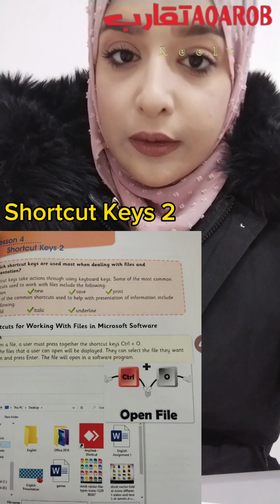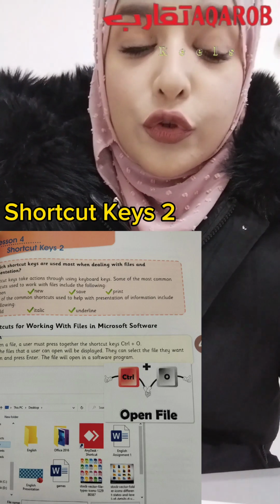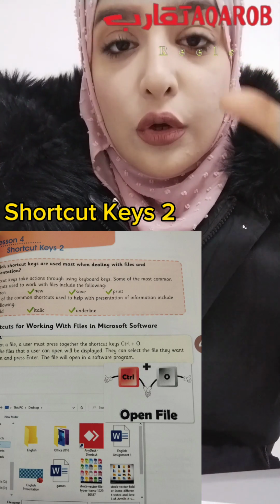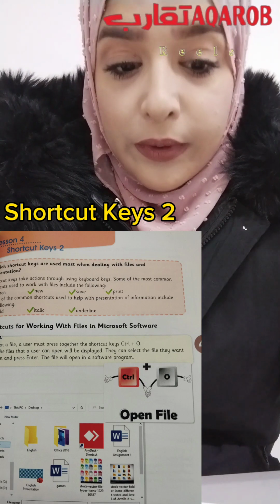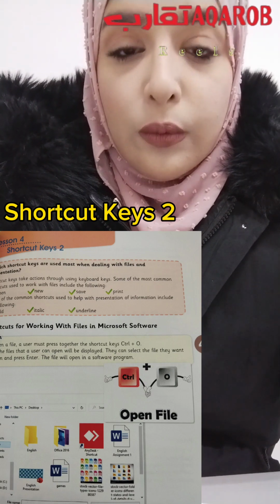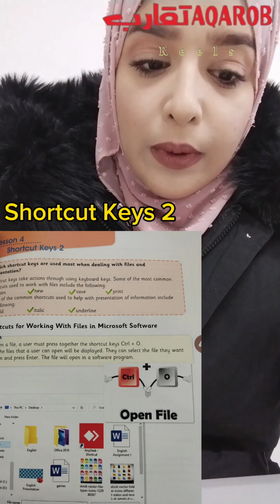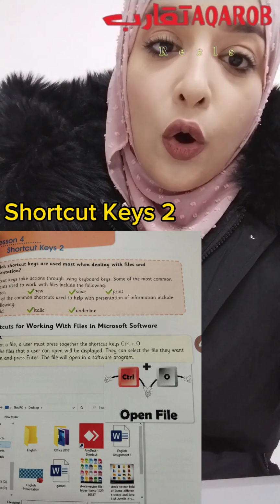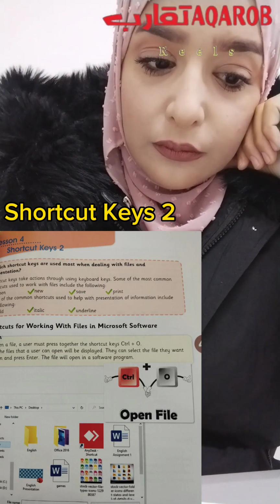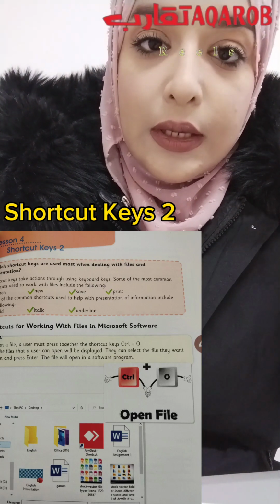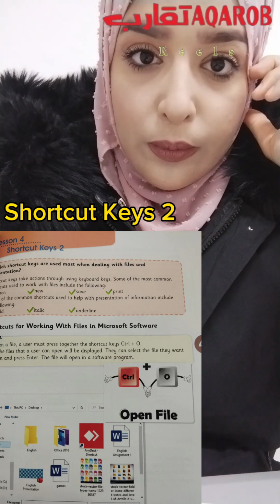To open any file, I press Ctrl with O. So when I press Ctrl with O, my file is opened. Rather than using the mouse, I can do that with the keyboard by pressing Ctrl with O at the same time. It must be together at the same time. So I will select the file, then Ctrl with O, and my file is opened.